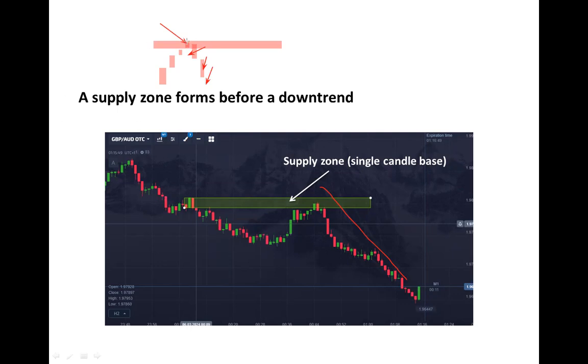So how do we draw it? We draw it from the opening of the green candle to the close or the next high. The high can be a shadow or it can be no shadow, no wick. Sometimes there will be a wick and sometimes there won't. So you draw from the opening of this green candle to the closing of the price, or the highest level the price has reached before this downward movement. That is why I say that the supply zone is formed before a downward movement.